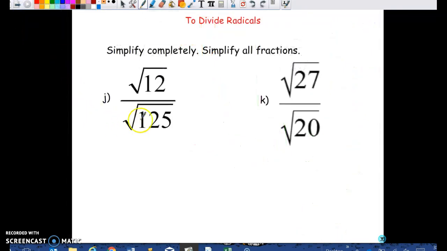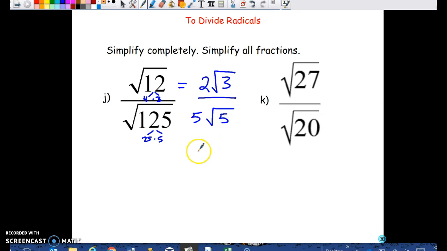Let's look at this one. These radicals can simplify right away. 12 is going to be 4 times 3. The square root of 4 is 2, so it's going to be 2 times the square root of 3 divided by, now this is going to be 25 times 5, so I can pull out a 5 there. So 5 square roots of 5. Now the problem is not that these are not simplified enough, and these are simplified because 2 and 5 don't have any common factors, but this square root of 5 in the bottom is what the problem is.